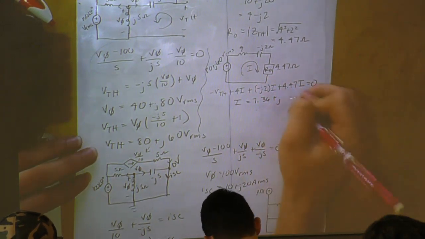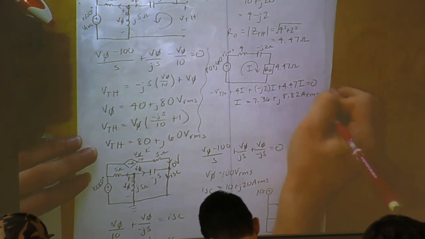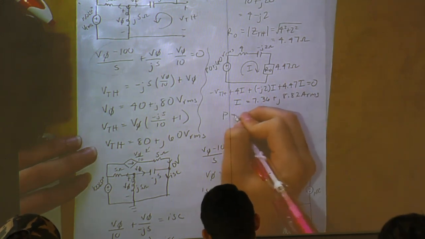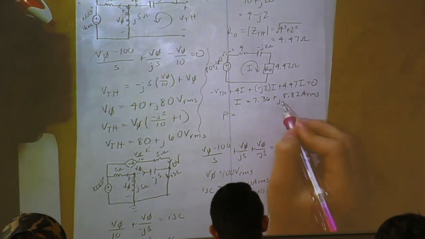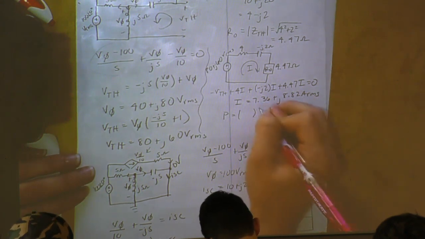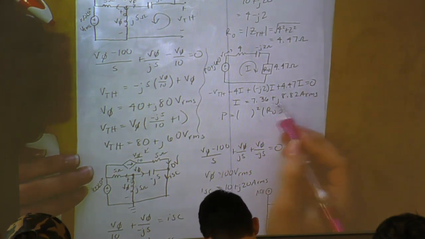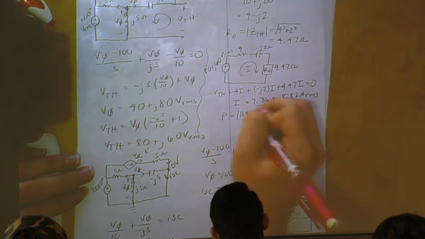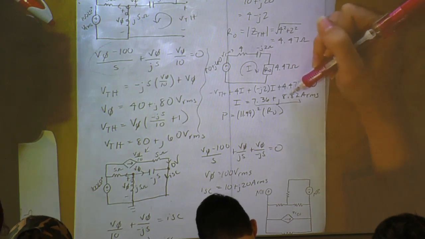7.36 plus j8.82 in RMS. And then your power equation is just simply you want the magnitude of your current squared times your R_O. The magnitude of this should come out to 11.49. You'd square 7.36 plus square of 8.82 and then square root of that.